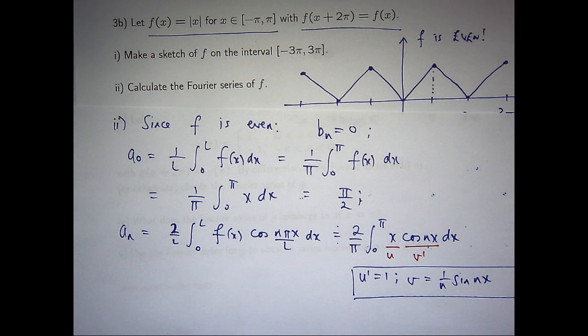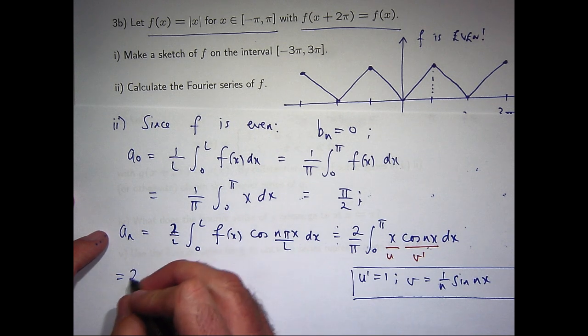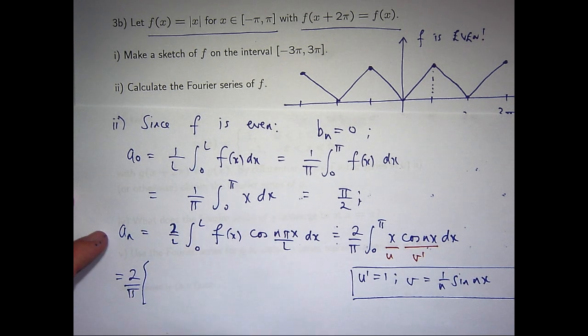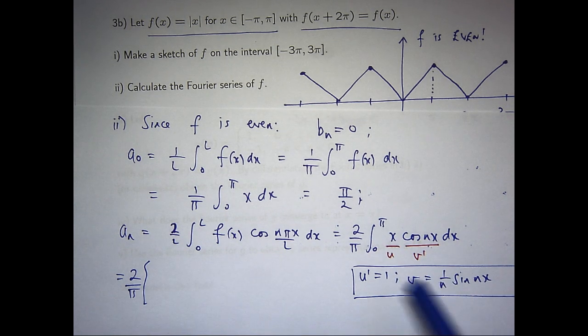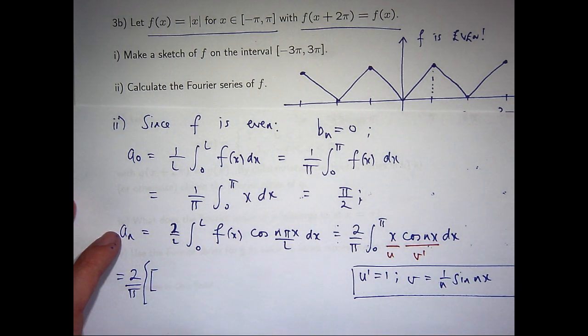So let's use our integration by parts formula and knock over this integral. The integration by parts is u times v, minus the integral of the product of the two things you just thought up or just calculated.